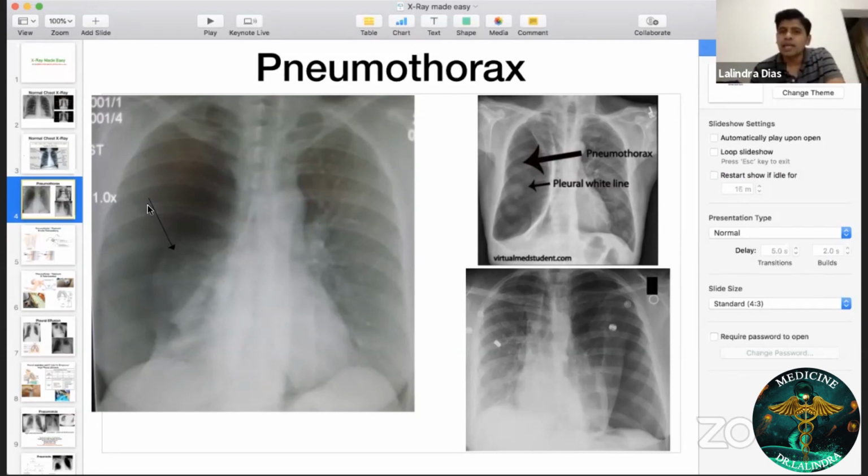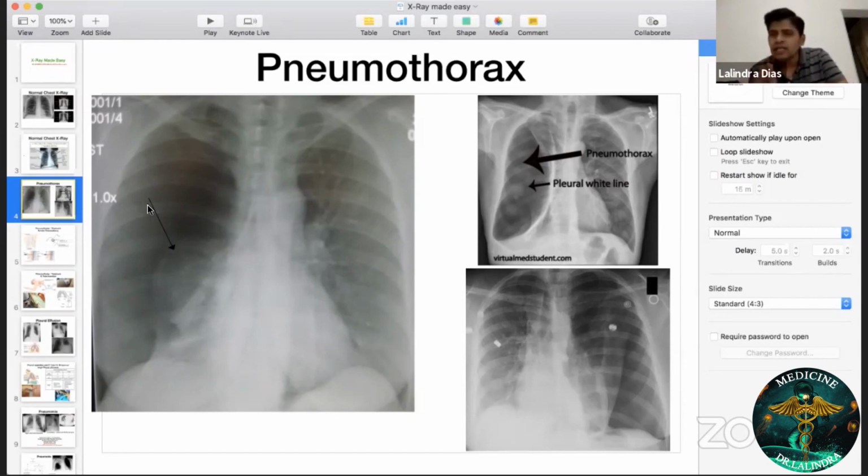So pneumothorax means air in the pleural space. In a normal person, you have your lungs. Lungs are covered by visceral pleura. The thoracic cage has the parietal pleura. Between the parietal pleura and visceral pleura, there's a thin rim of fluid. That's a normal finding. But if you get gas between the parietal pleura and visceral pleura, that means in the pleural space, if you get gas, air, that is called pneumothorax.